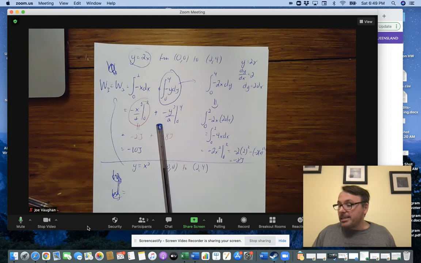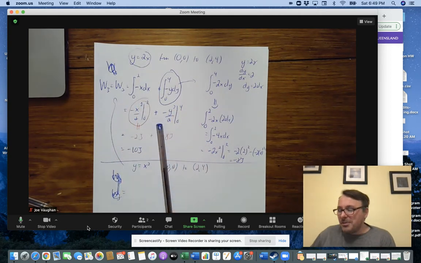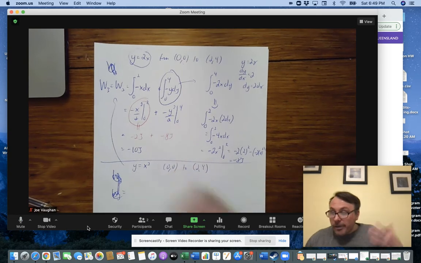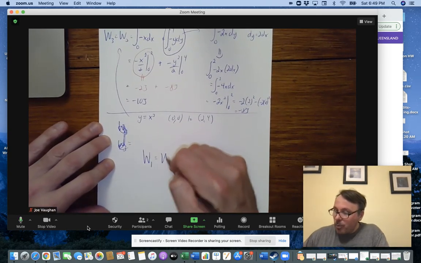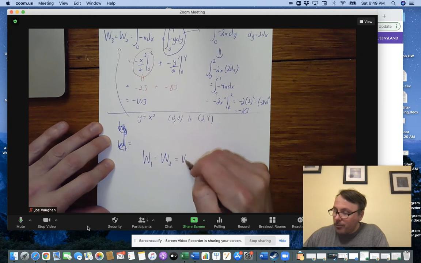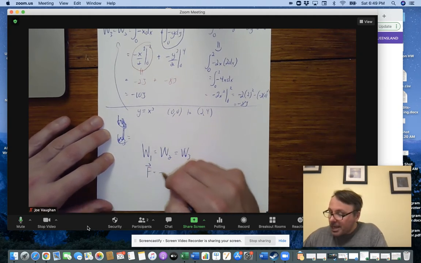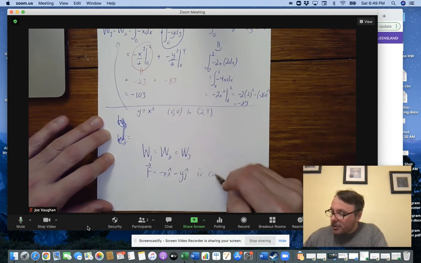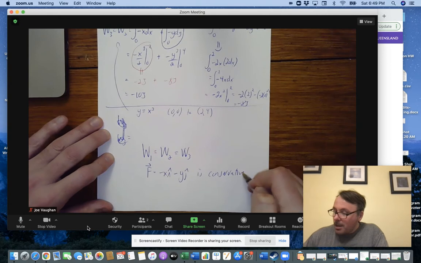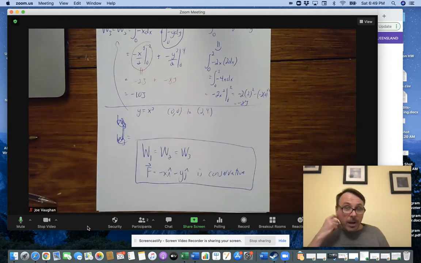Oh, so that's interesting. I was able to use the path there, but not very usefully because this was so simple. So we're just going to come to the conclusion then, because the work along path 1 and path 2 and path 3 are equal, therefore the field force, negative x i-hat minus y j-hat, is conservative. Okay? Now, once again, I said this is not the most rigorous way we could do this.